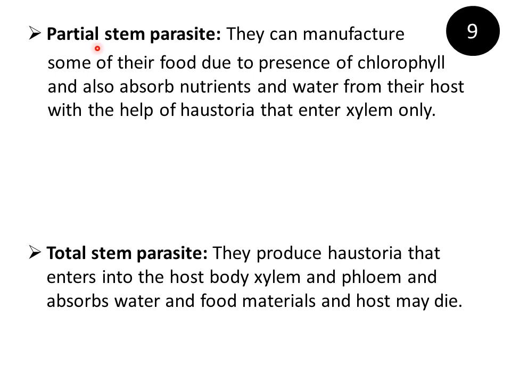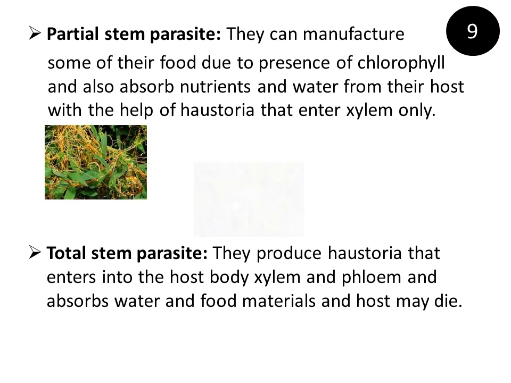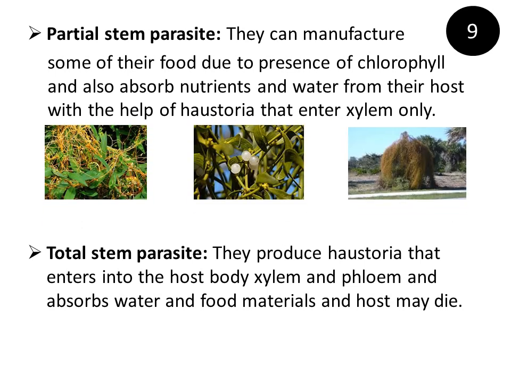First, I will explain partial stem parasites. As the word partial indicates, they can manufacture some of the food due to the presence of chlorophyll and absorb the nutrients and water from the host with the help of haustoria which enter into the xylem only. Now let's see an example of the partial stem parasites, that is Loranthus and Viscum.